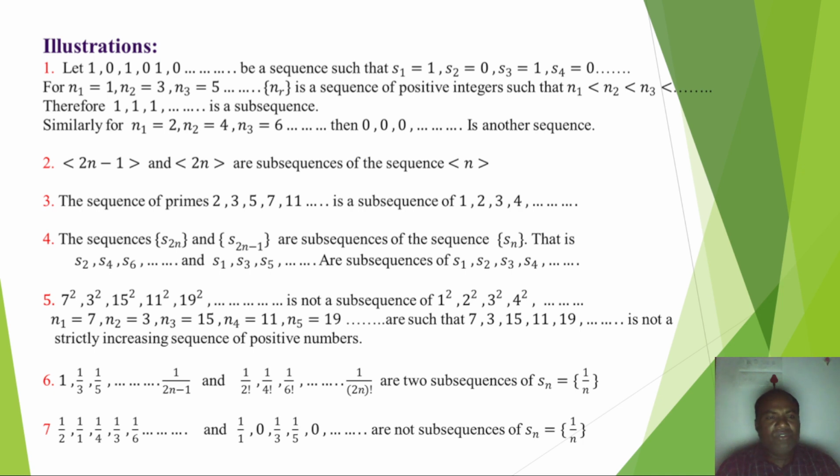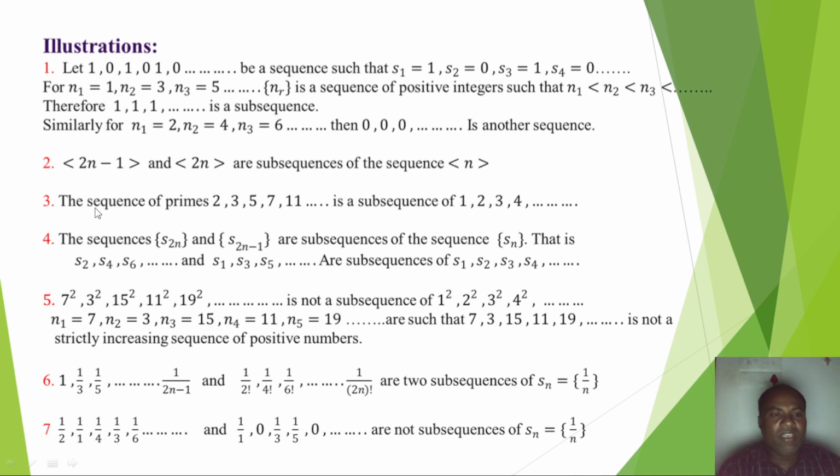For n equal to 1, 3, 5 and so on, the sequences are positive integers such that all are increasing sequences. Therefore 1, 1, 1 is a subsequence. Similarly, n1 is 2, n2 is 4, n3 is 6, like that. Then here 0, 0, 0 is another sequence. Okay, now in the second point, the sequences 2n minus 1 and 2n are subsequences of the sequence n.